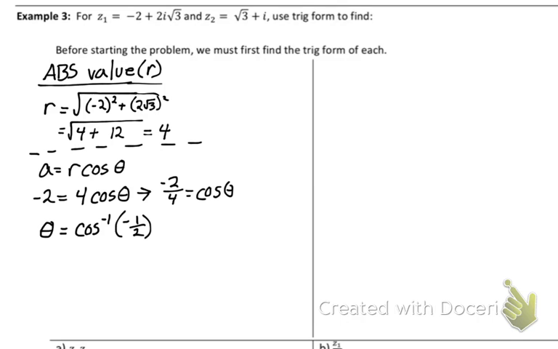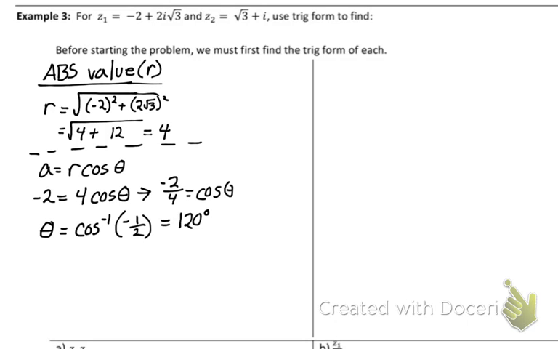Real quick here, I'm trying to see if I'm going to have room. I wrote this a little smaller last time. Let's just get our answer. So this is going to come out to 120 degrees. So we have our theta, and we have our r values.